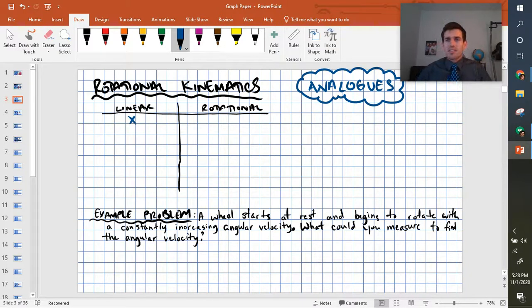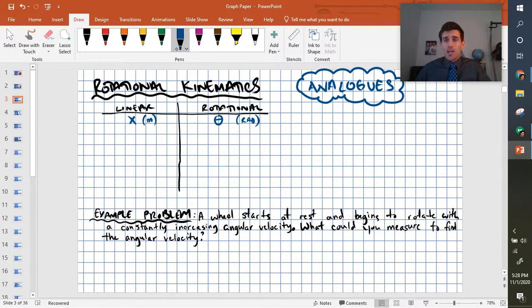For example, and we've talked about some of this already, in linear terms, we have the value x, which is the displacement from the initial position, and we measure it in meters. The rotational analog of displacement is angular displacement, which we use the Greek letter theta to represent, and it's measured in radians.